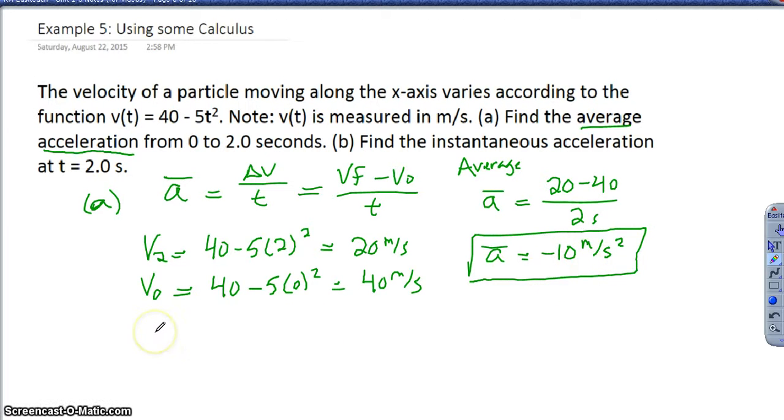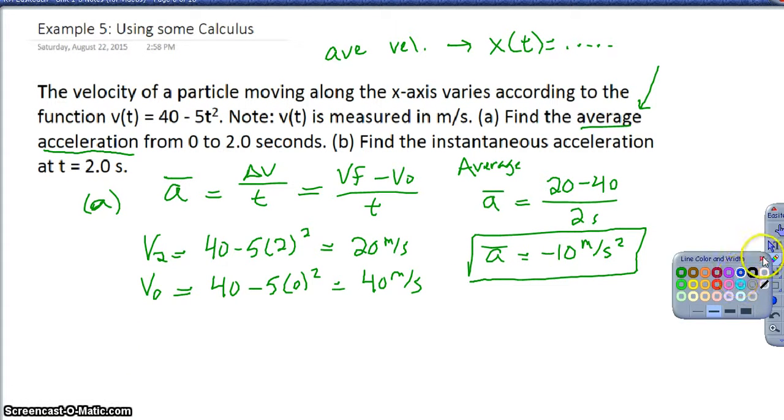Okay, so the biggest theme I want you to be comfortable with: when we find the average acceleration, we actually work with the velocity function. If I asked you to find the average velocity, we would actually work with the position function and find those times. So be very careful when it comes to that. Hopefully you guys are probably okay on that, but that's the biggest thing to make sure you're comfortable with.